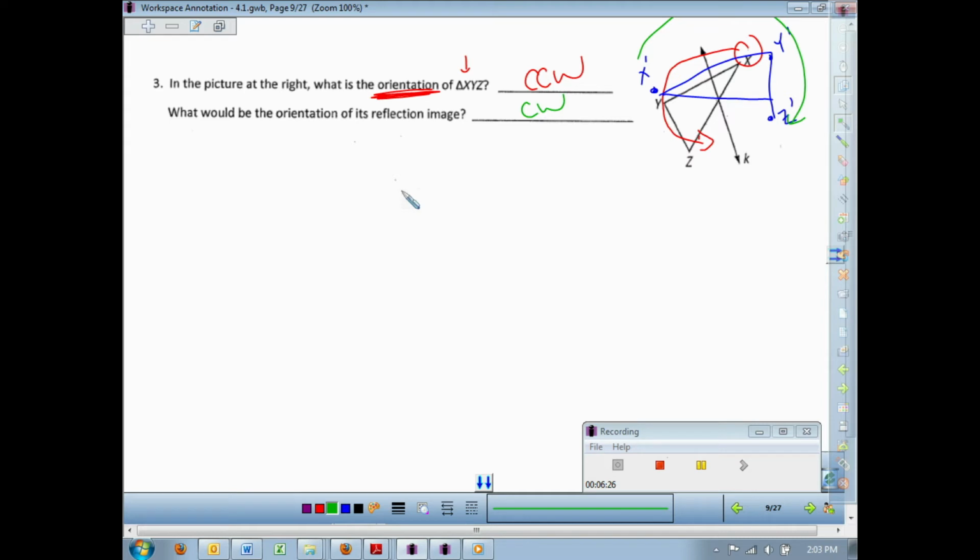And what that means is reflections reverse orientation. Reflections reverse orientation. Meaning if the original guy's counterclockwise, then its image is clockwise.